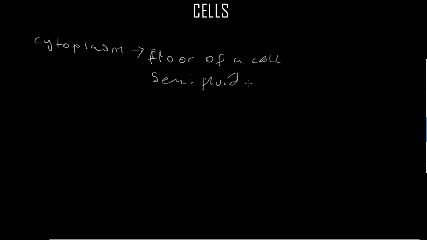Okay. Now this cytoplasm has different functions. The first one is that it is a place where these organelles stay. So it's like a floor of the cell. So that's a function of the cytoplasm, and it is in the cytoplasm that chemical reactions actually do take place. Okay, chemical reactions do take place in the cytoplasm.